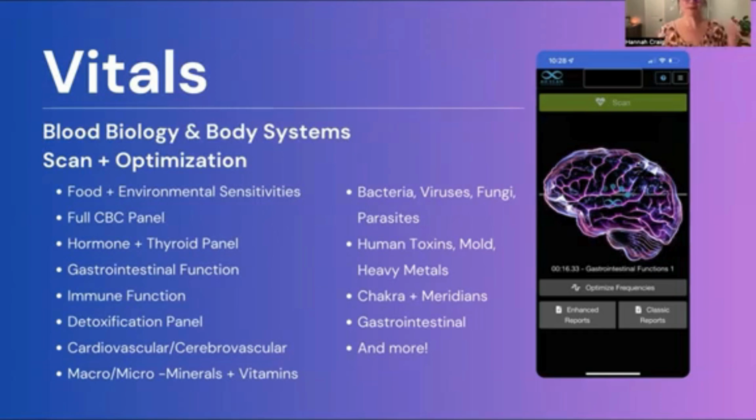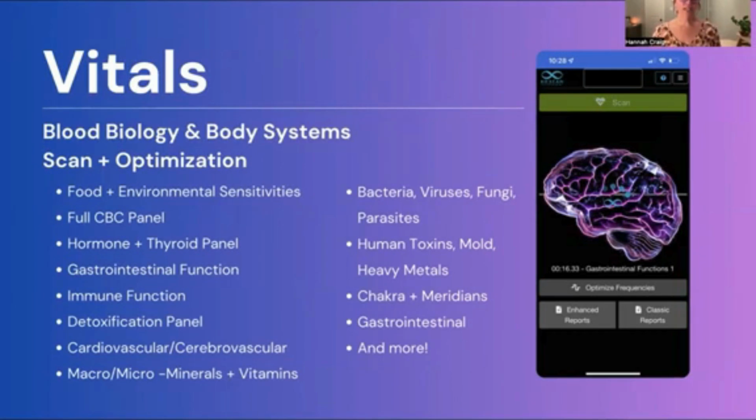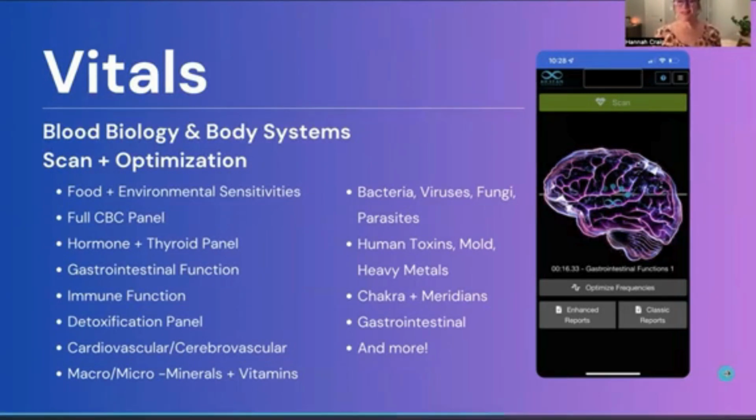So some of the different areas that the Vital Scan will scan and optimize for are different food and environmental sensitivities. It will do a full CBC panel, hormone and thyroid, GI function, immune function. It will do a toxin panel, so heavy metals, molds, cardiovascular, your macro and micro minerals, all your pathogens, well, not all of them, but many of them: bacteria, viruses, parasites. That list just keeps growing as we're able to identify more parasites and the frequencies that they vibrate at. It will do your chakras and meridians, which are the energy centers of your body, and a lot more. It's a very comprehensive report.